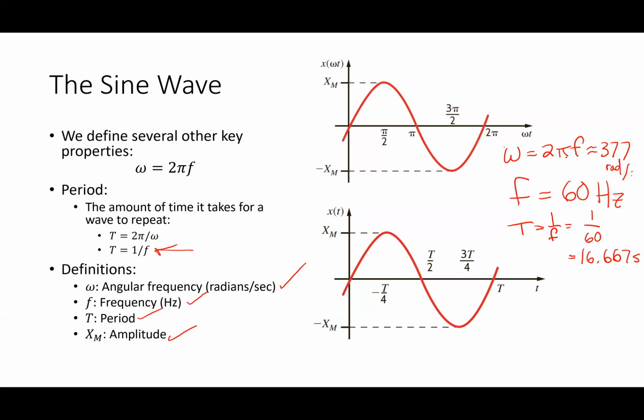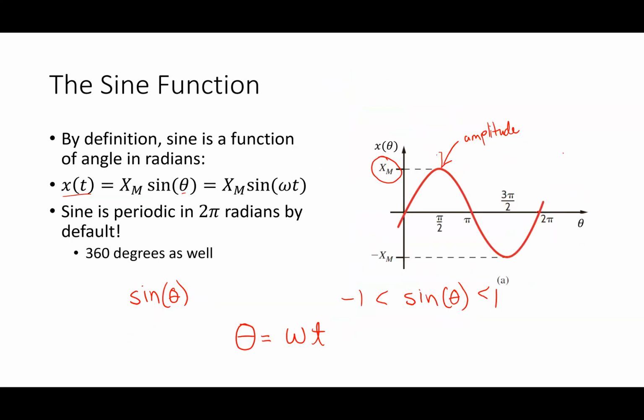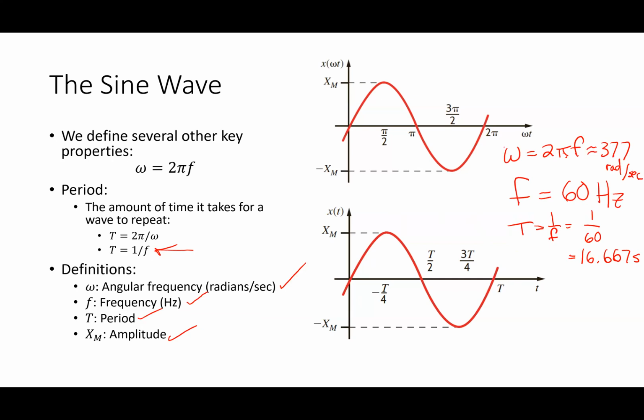Now, a couple of things. You will never hear a real engineer use omega, okay? It is required per the definition of the sine function, but you will always hear real engineers talk in terms of hertz, right? They'll say it's a kilohertz or 60 hertz or it's 480 hertz or whatever. You'll never hear omega.